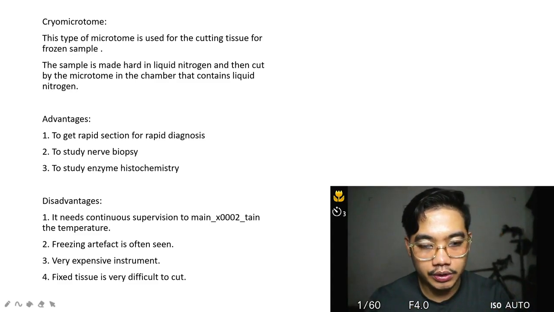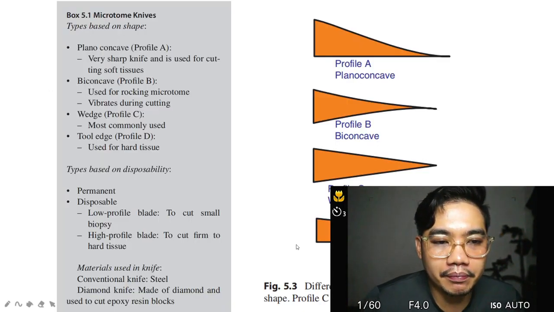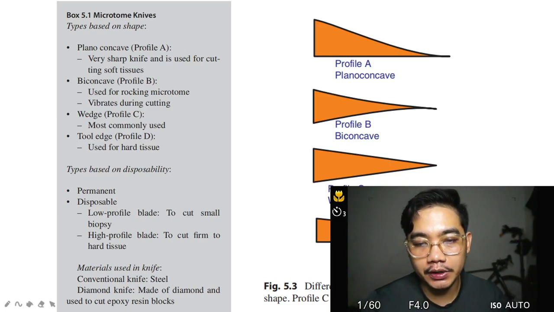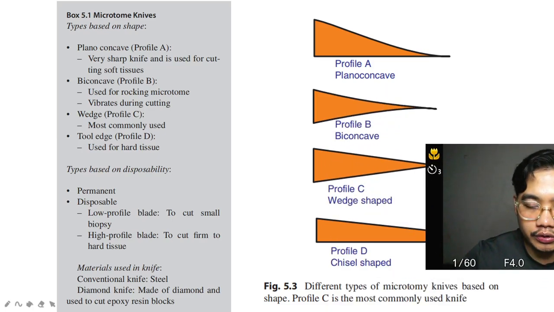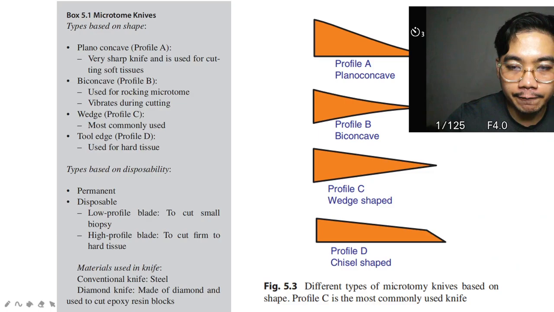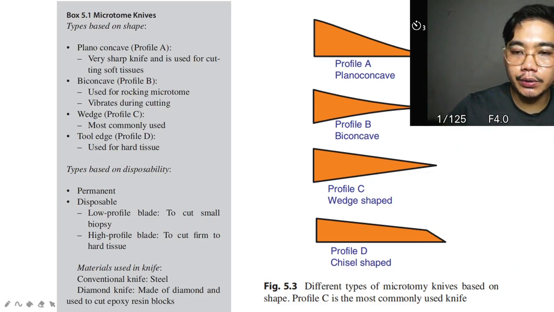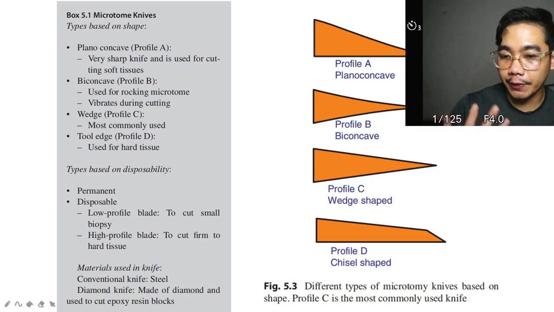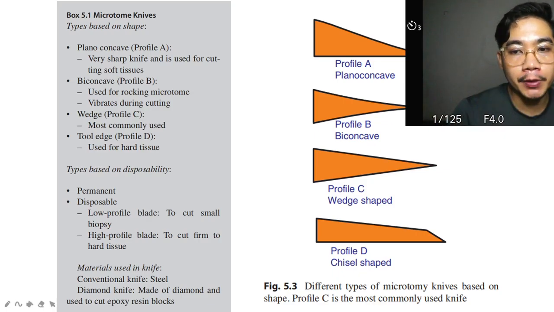So the next slide. We have multiple different microtome knives, but what I want you to remember is most of the knives that we use are already the disposable type. We usually don't use knives that you need to sharpen, because number one, it's a waste. It's really time consuming.